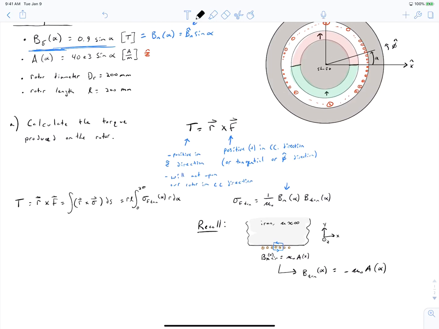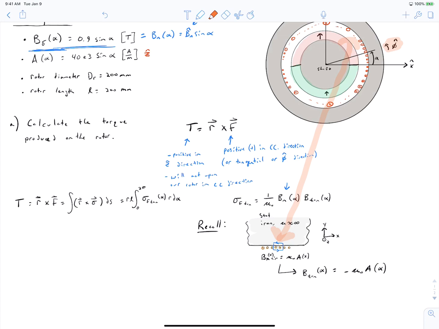So why is it negative? Well, if you map this diagram up to our air gap up here, you can see that our tangential components are in the phi hat direction. Whereas in this diagram down here, if we mapped the x direction up to the surface above, if we considered this iron region here to be our stator, the x-coordinate in this linear diagram is clearly in the negative phi hat direction. So that's how we get this negative mu naught times A of alpha.